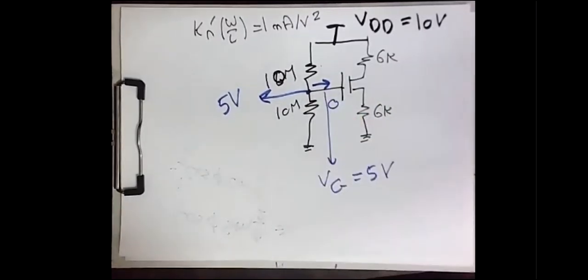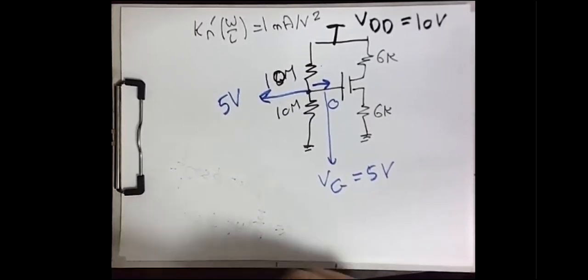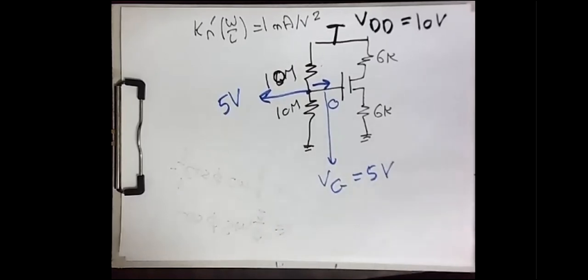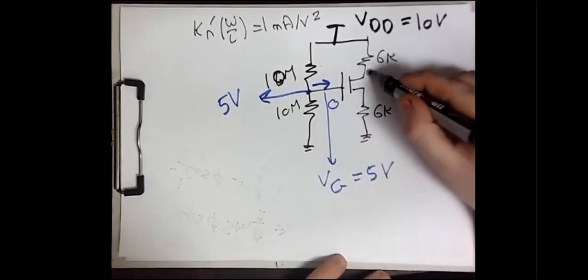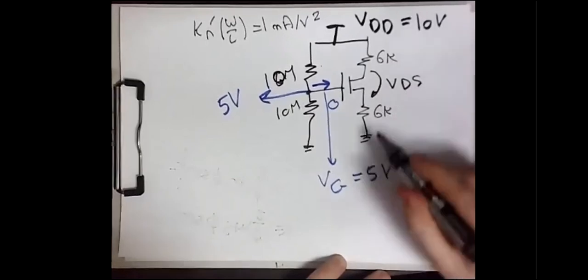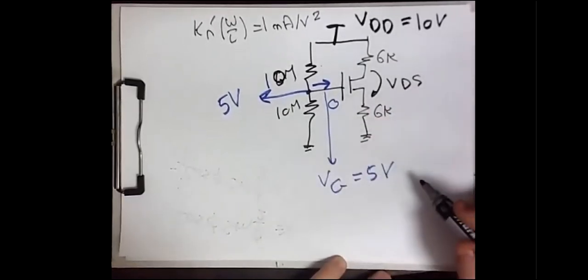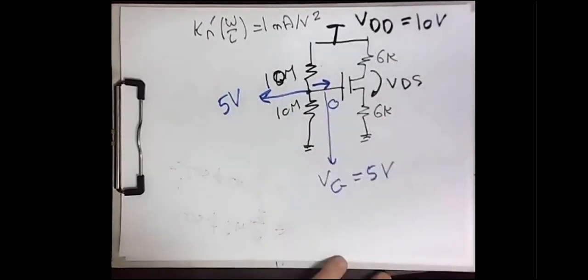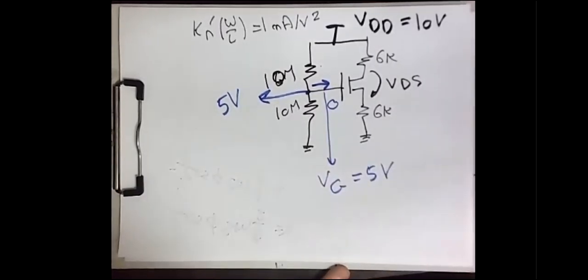Now you know VG. But if you recall the IV characteristic curve for a MOSFET, you know that we have two regions of operation: the triode region and the saturation region. The reference for whether I'm in saturation or in triode is the value of the voltage VDS. So we have to compare the value of VDS with respect to VGS minus V threshold. If VDS is greater than VGS minus V threshold, then you are in saturation mode. If VDS is smaller than VGS minus V threshold, then you are in triode mode.